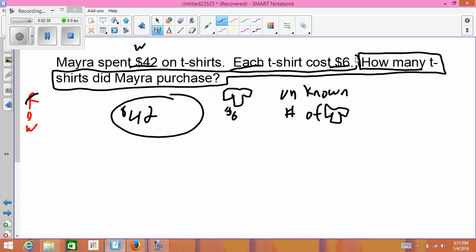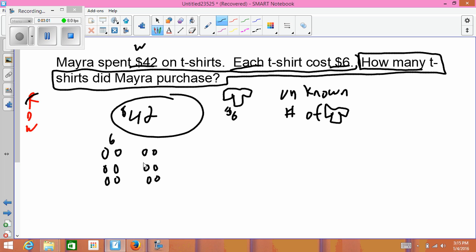Since I'm doing a visual model, I want to make sure I keep it organized and really keep track of how much I've spent as I go along. So I'm going to go ahead and begin building groups of 6, equal groups of 6. There's one group of 6 right here. And as I build, I'm going to keep track at the top of how much I've spent so far. So that's one group of 6. This is 2 groups of 6.